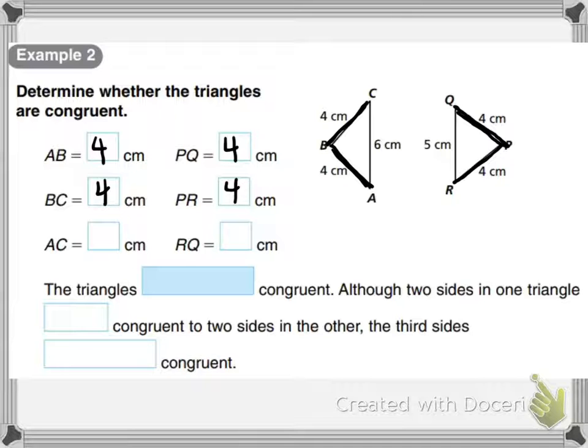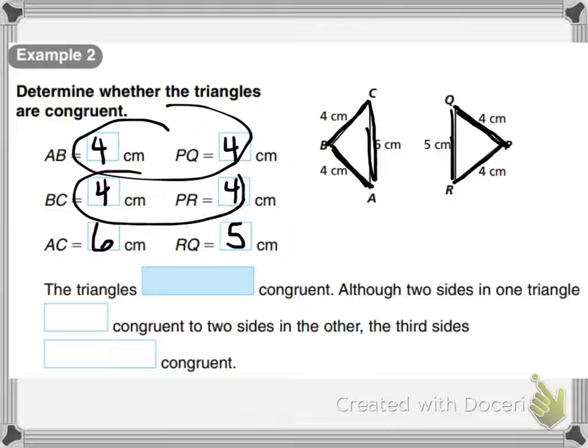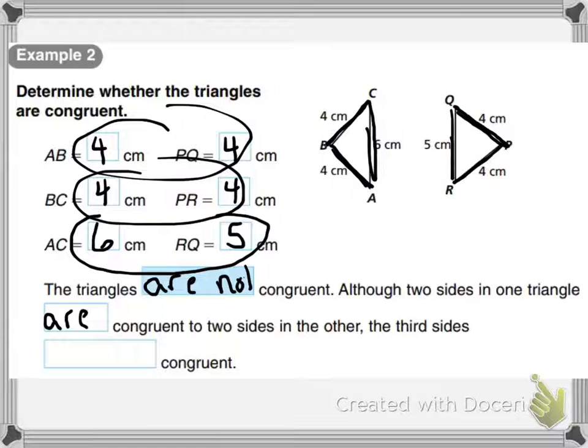And then AC, which is right here, is 6, and this goes with 5. So we can see that we have a match here, and then we have a 6, but if this was also a 6, we would be good. So far, the triangles are not congruent. Although two sides in one triangle are congruent to two sides in the other, the third sides are not. So that means the overall shapes are not congruent to one another.